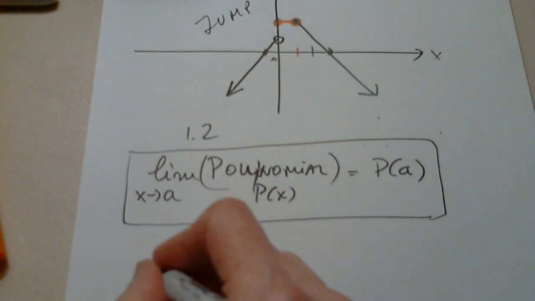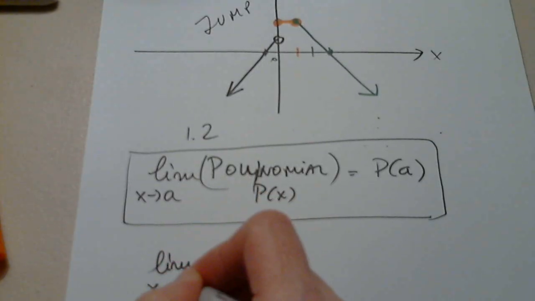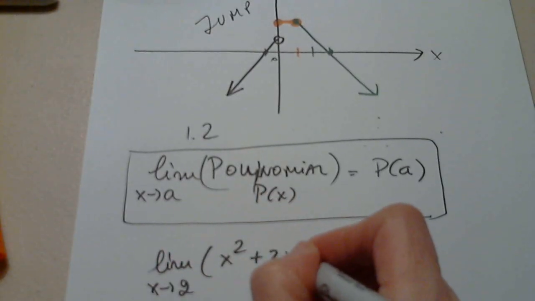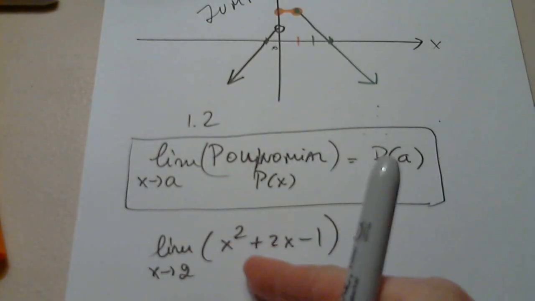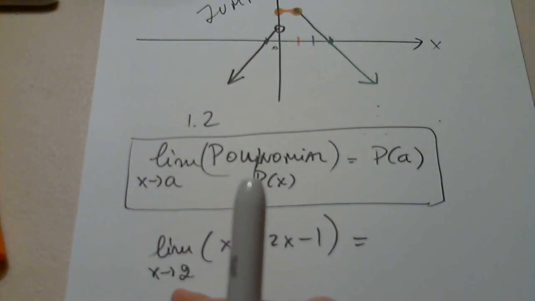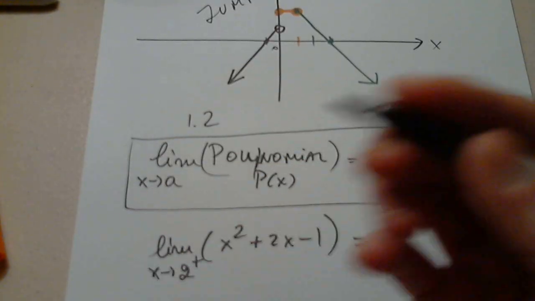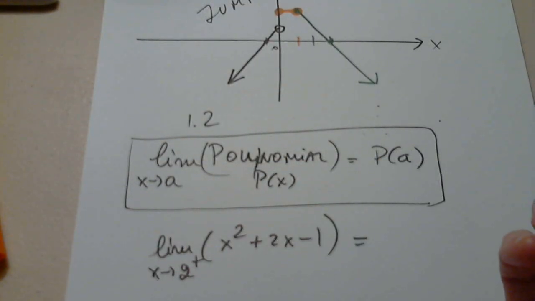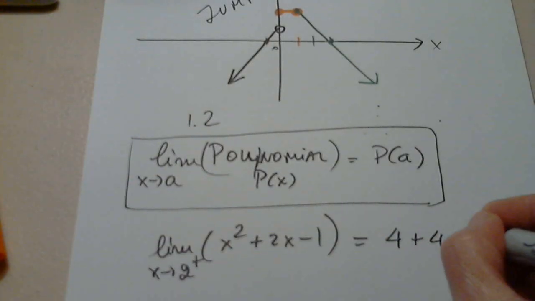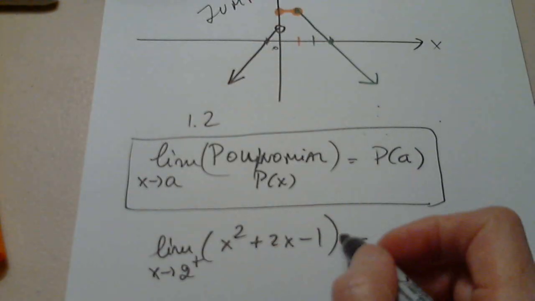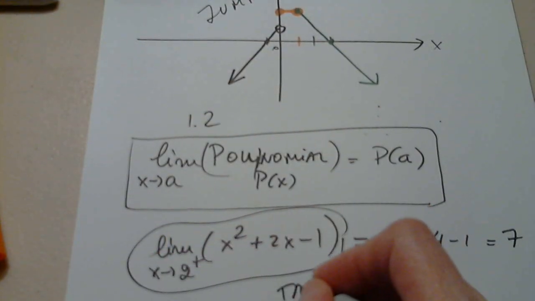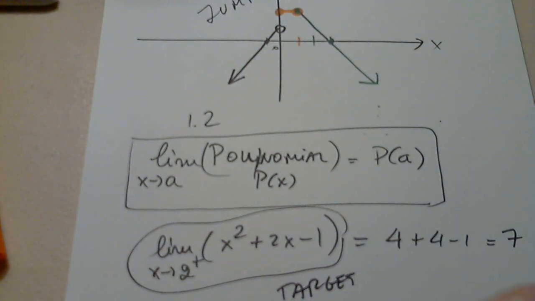So for example, if I have the limit as x approaches 2 of x squared plus 2x minus 1, it happens that it is the polynomial evaluated at 2, whether from the right, the left, or either side. So it's going to be 4 plus 4 minus 1, which is 7. It just happens that way. But still, this operator says the target. It happens that it's the same as the function value.